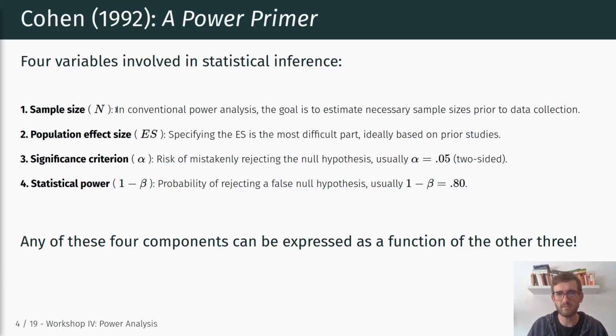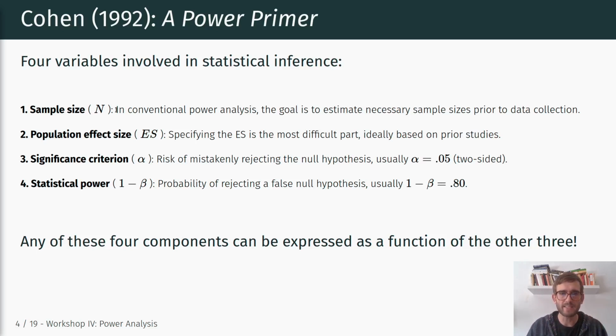Or you have a sample size and you have a prior as to what the effect size is, and you want to know, okay, given the setup, what would the statistical power actually be, right? So these four variables that are part of any kind of statistical inference are interconnected and they are functions of each other. And so as soon as you make assumptions about three of those components, you can express the fourth component as a function of those remaining three. So any of those components could be the goal for your power analysis, essentially, right?